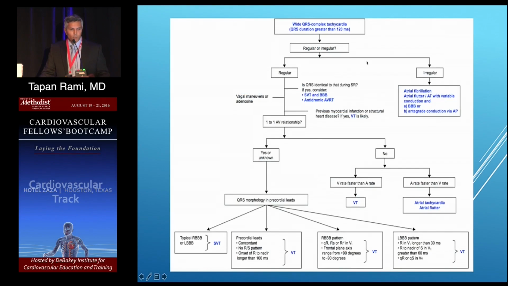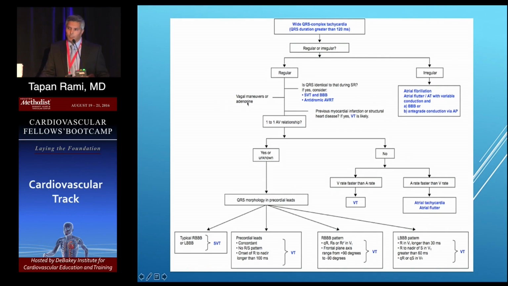So this may be one approach that you can take. I'm not sure I agree with this approach, but so you have a wide complex tachycardia. You can debate whether it's regular or irregular. Okay, if it's irregular, then you kind of consider these: atrial fibrillation via pathway, some other type of atrial arrhythmia. If it's regular, it could be aberrancy, could be antidromic AVRT. Vagal maneuvers are reasonable. I would be very careful with adenosine.